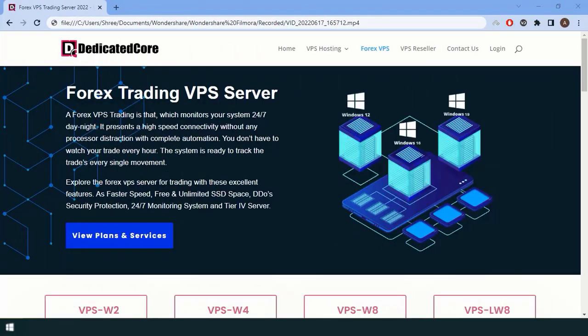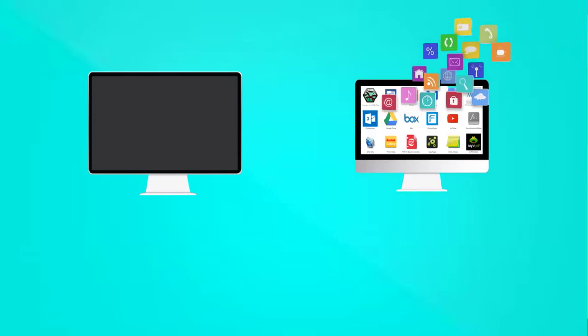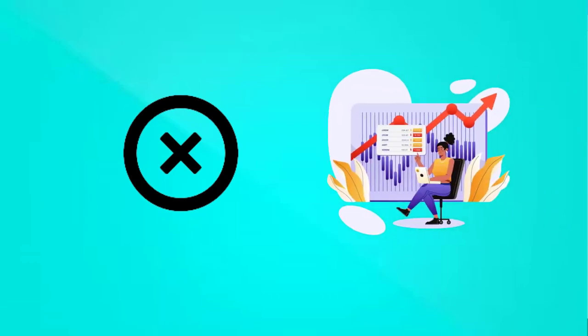Now the next thing. A local computer has some limitations. When you run your local computer, other applications are also running, consuming your internet, your CPU, and your RAM. So you will not get 100% accuracy in the trading system. MT4 and other applications will not run as dedicatedly as they do on a Forex VPS. This is the advantage.